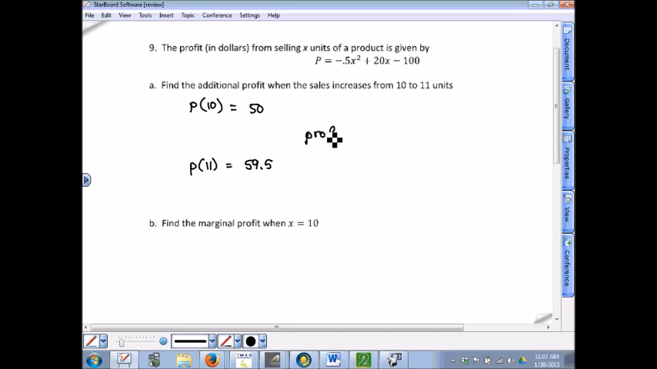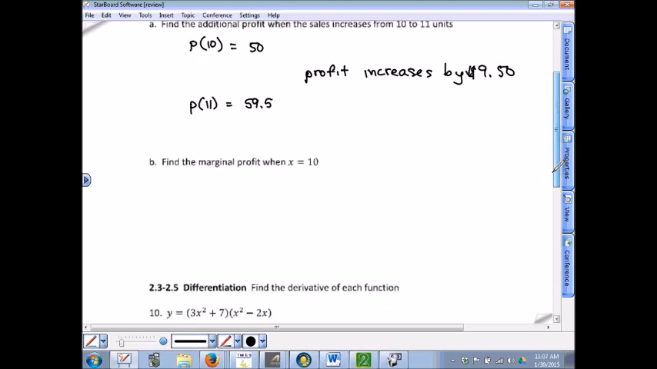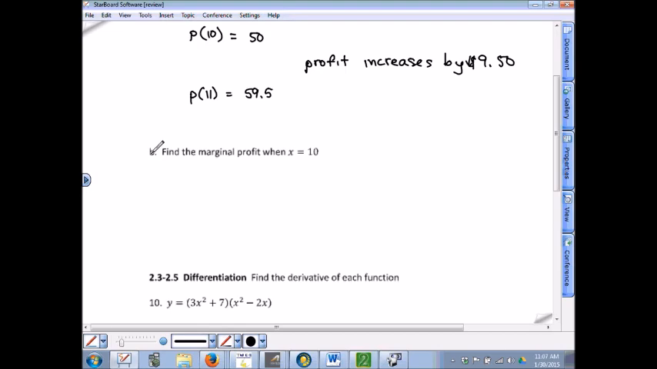So the profit increases by $9.50. So what part B is meant to do is illustrate that using marginals you can estimate the rate of change, and it's going to be pretty close to the actual change.